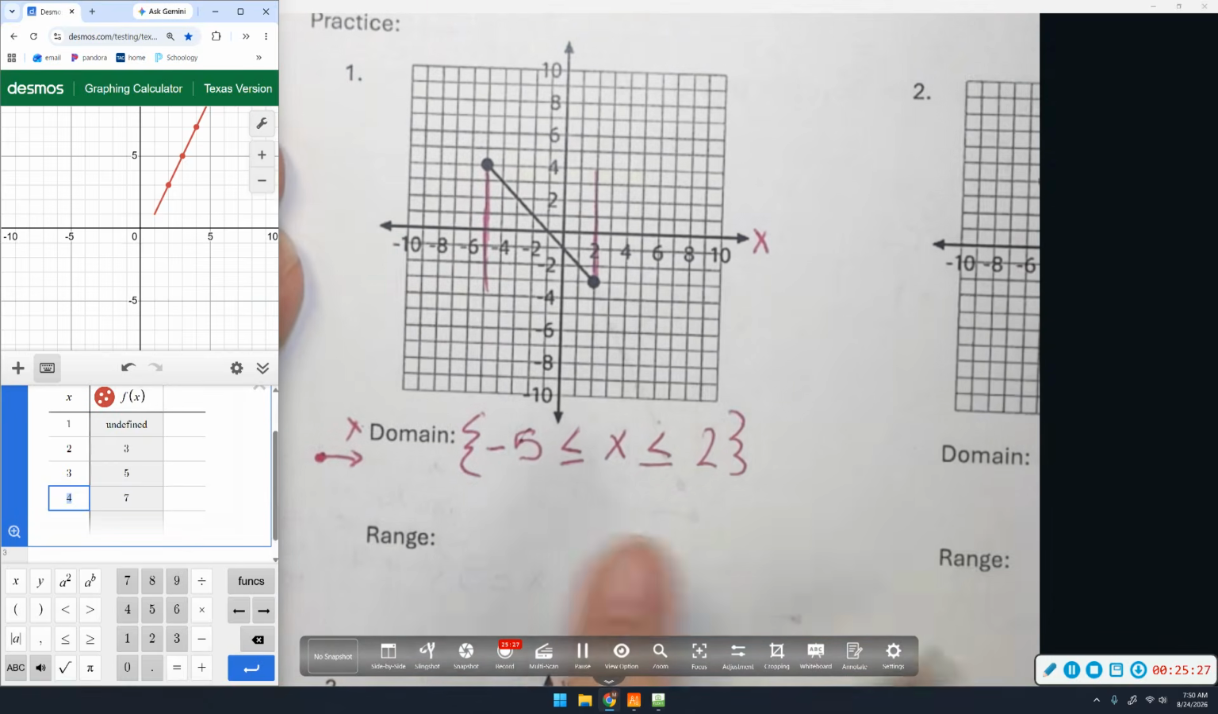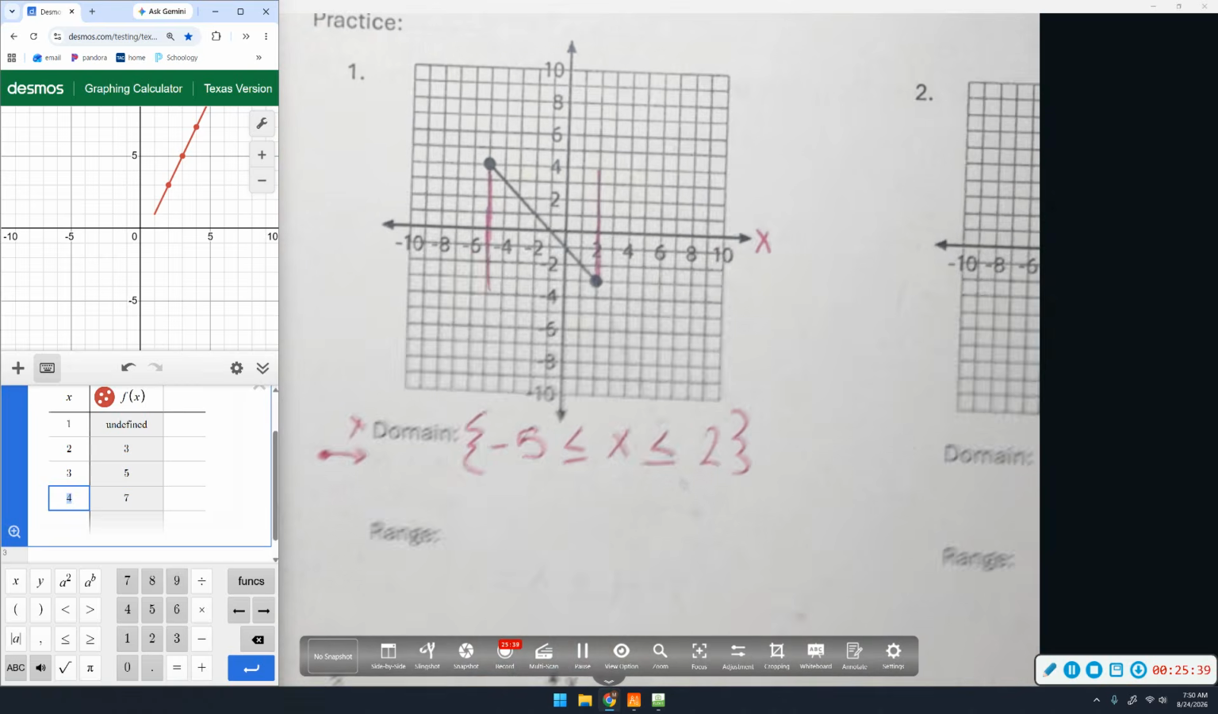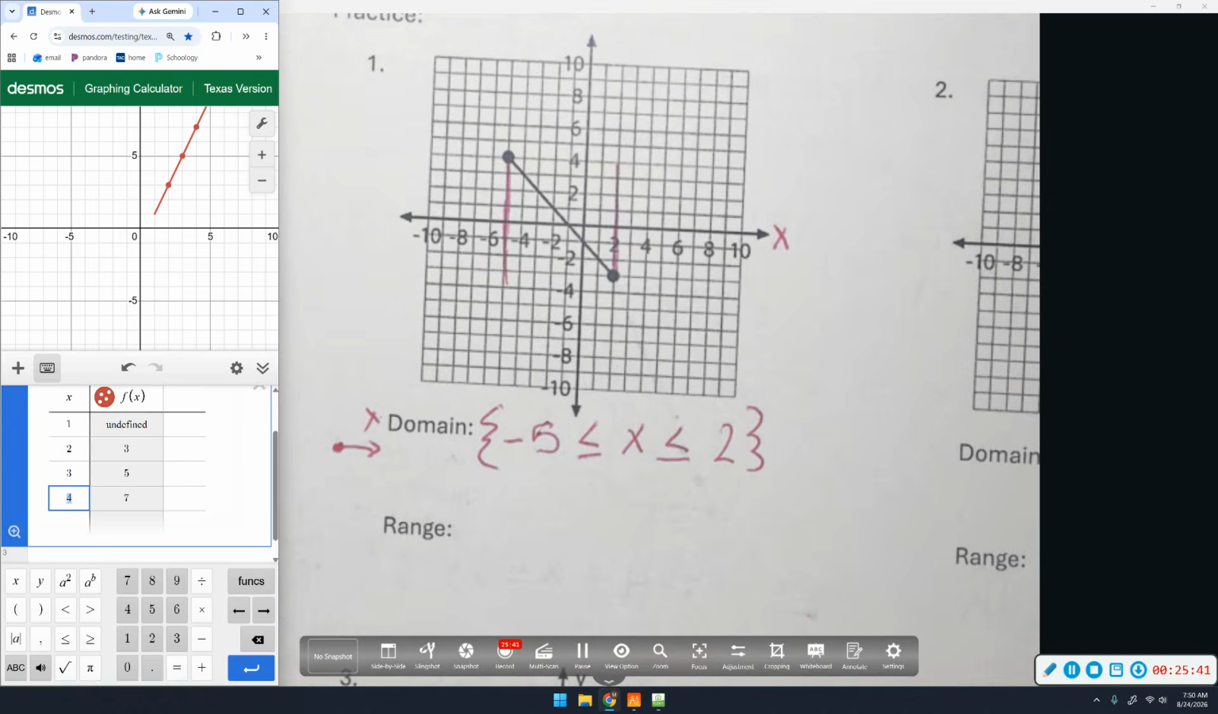And I'm not going to make y'all write the words every single time. I just wanted y'all to see up front what the words look like. But this would say all real numbers greater than or equal to -5 and less than or equal to 2. It's both. Fancy way of saying everything in between.